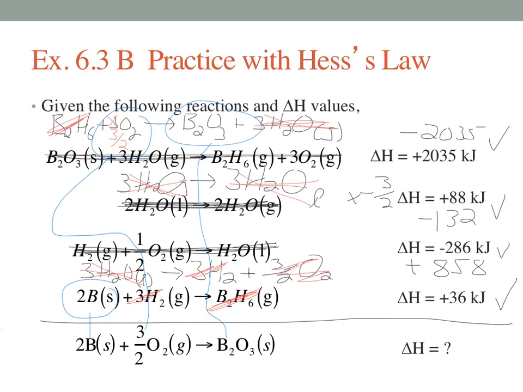The only thing left to do is to add up all of our enthalpies. Okay, so we have all these guys here. Now we changed the sign on this first one. We multiplied that one by 3 halves. We multiplied that one by 3 and changed the sign, and then we left the last one alone. We add all those guys up, and we get this final one will be 1273 kilojoules.